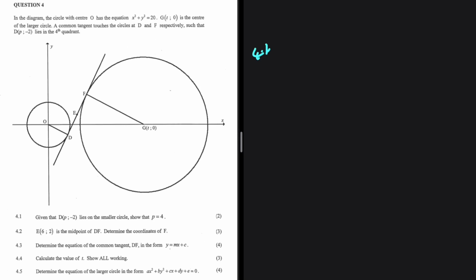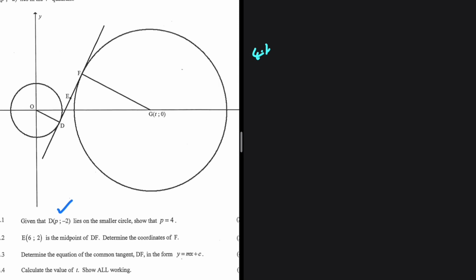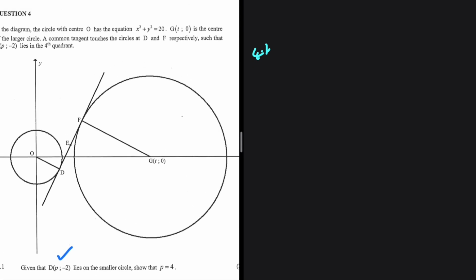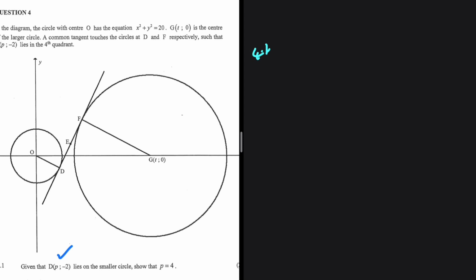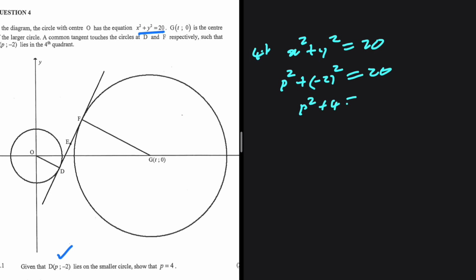Given that D with coordinates P and minus 2 lies on the smaller circle, show that P is equal to 4. We're given the equation of the smaller circle: x squared plus y squared is equal to 20. The value of x at point D is P. So if we substitute, we have P squared plus minus 2 squared is equal to 20. P squared plus 4 is equal to 20. P squared is equal to 16. So P is equal to 4.